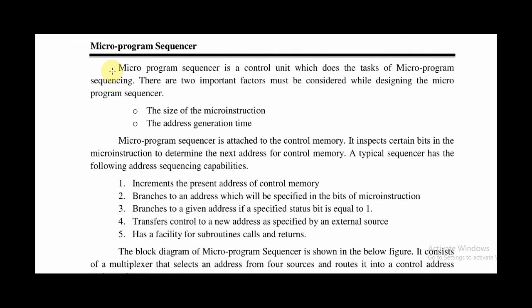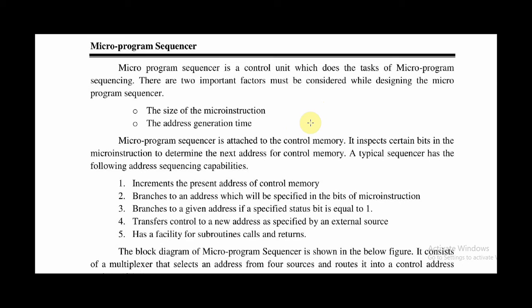Next we are going to see about the microprogram sequencer. A microprogram sequencer is a control unit which does the task of microprogram sequencing. We have to consider two important factors in the design of microprogram sequencing. One is the size of the microinstruction, and another one is address generation time. How much time is required to generate an address? These two factors we have to consider.